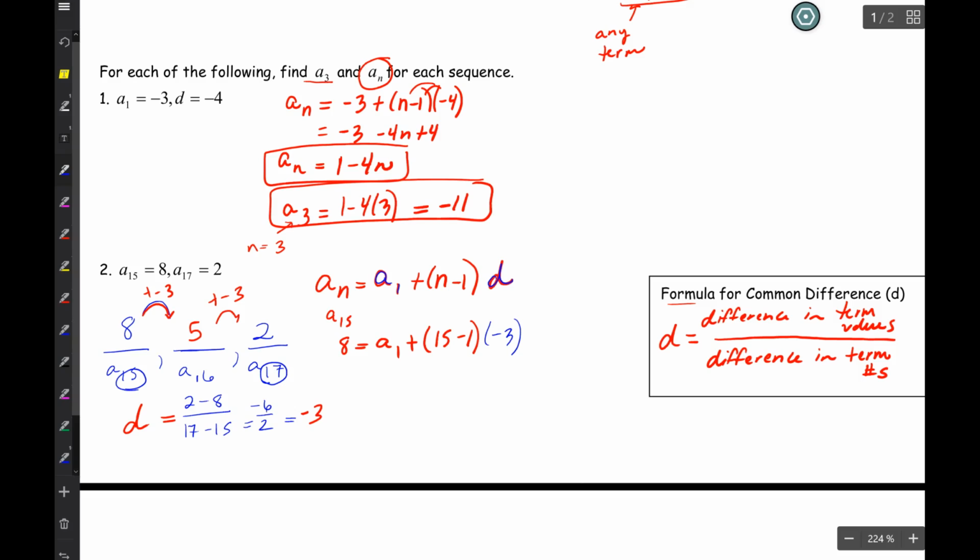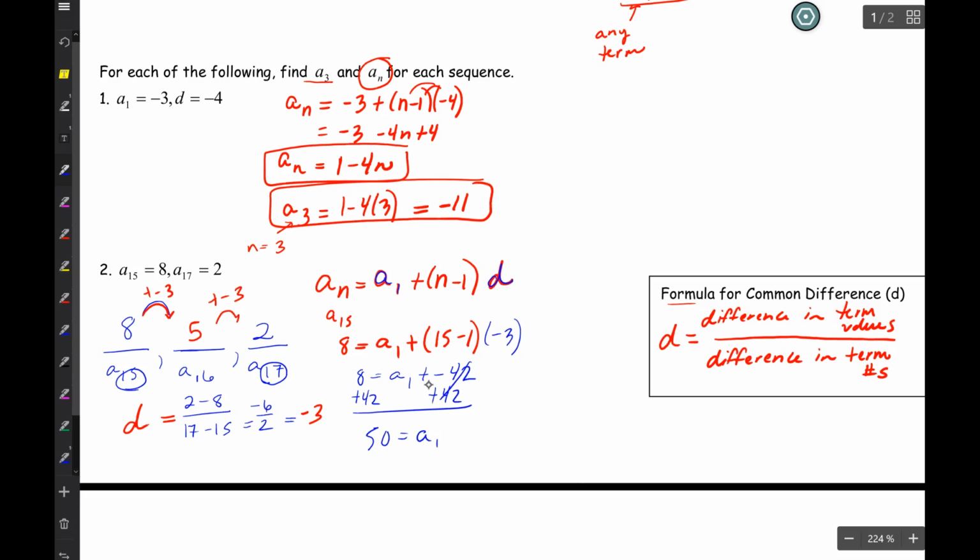And then I can work backwards to solve for the first term. So 15 minus 1 is 14. 14 times -3 is -42. So I have 8 is equal to the first term plus -42. And then how do I solve for the first term? Add 42. So what's the value of the first term? 50. 50 is equal to the first term.